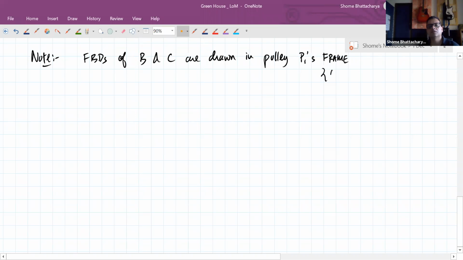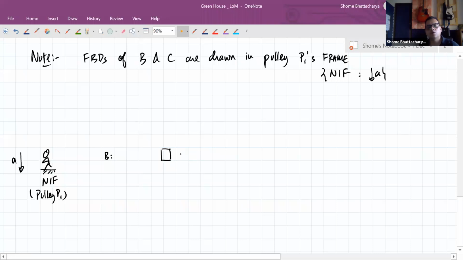And what kind of frame is that? It is a non-inertial frame which has a downward acceleration of A. So that is the first thing over here: our non-inertial frame of pulley P1 has this downward acceleration A. For example, when we make block B's free body diagram, in this frame the block is coming down with an acceleration of A prime. A prime is the downward acceleration of the block B with respect to pulley P1.